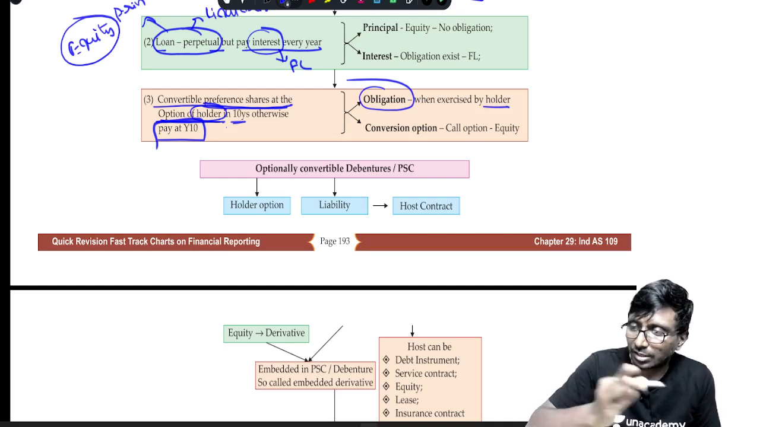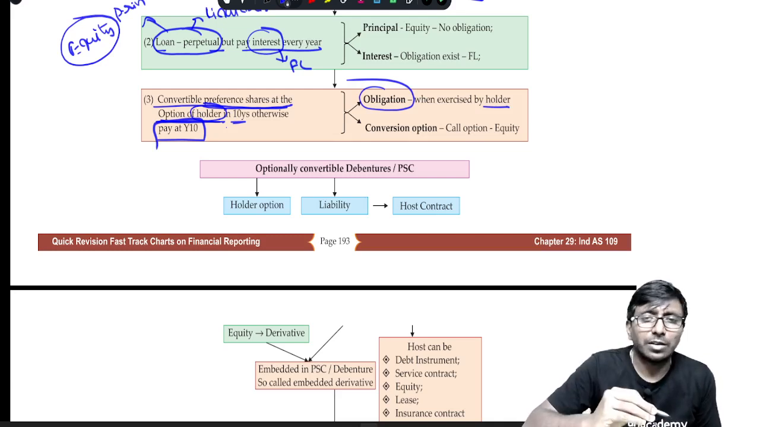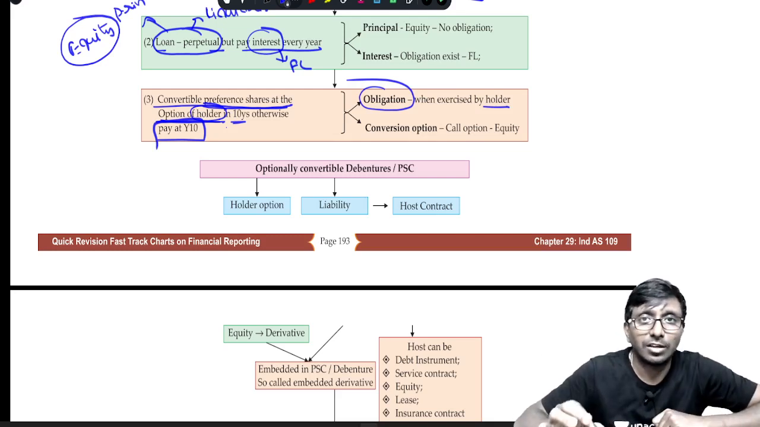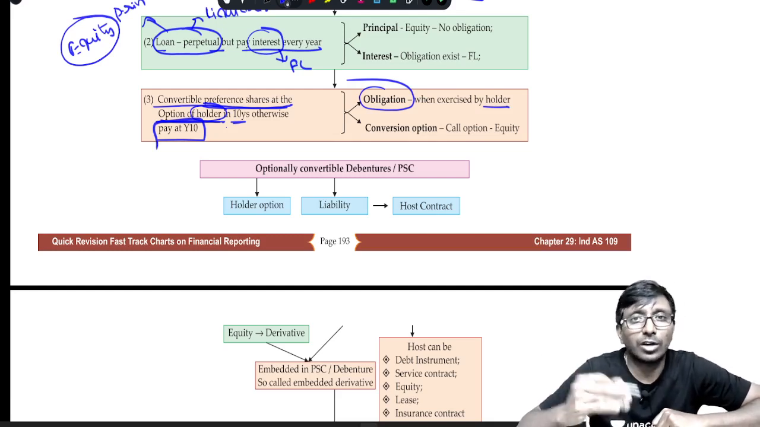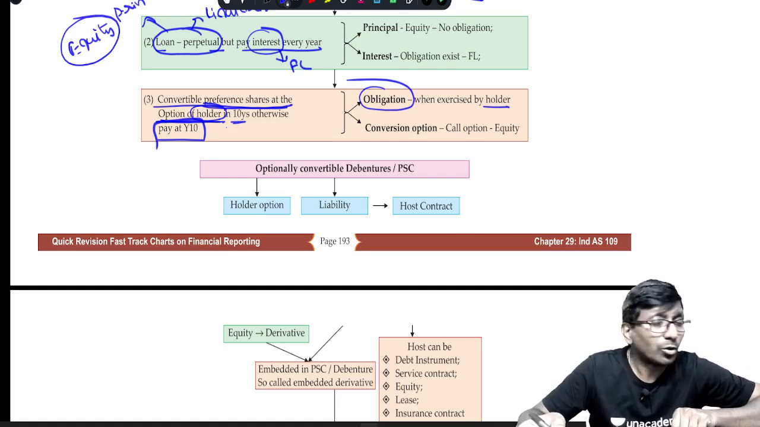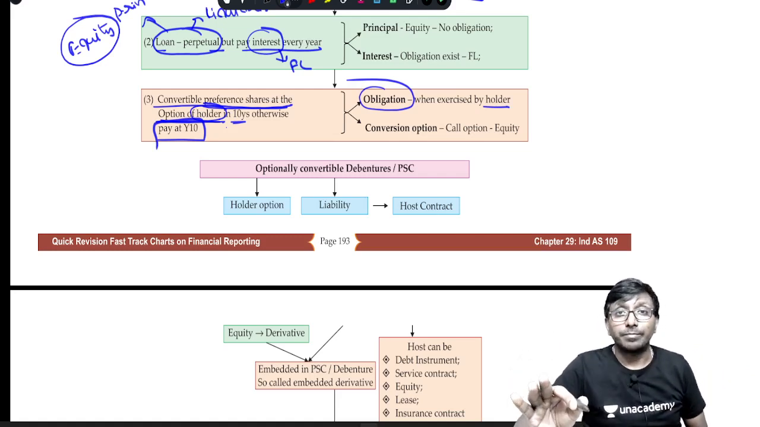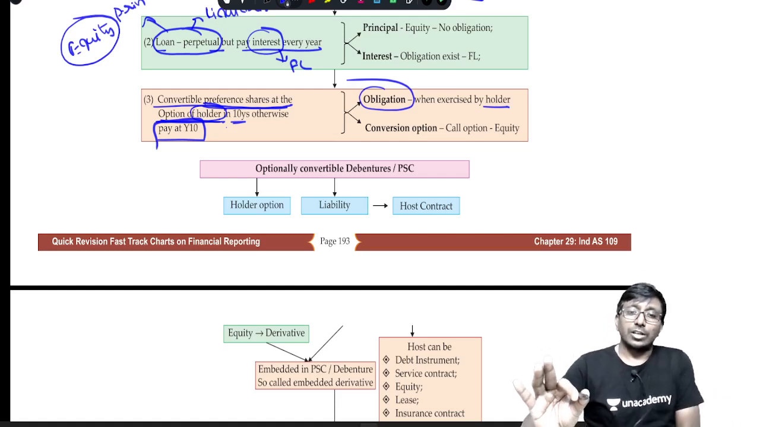At the end of the 10th year, he can come back and say, hey, Ravi, redeem. I want cash. Fine. Okay, Guru, I will pay you. That's all. I don't have an option to skip. I don't have an option to postpone. I am supposed to pay them whatever they decide. That's why it is a financial liability.